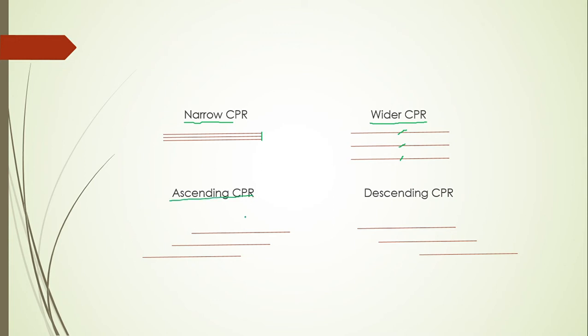The next one is ascending CPR, where the current period CPR will be higher than the previous period CPR. Similarly, in descending CPR, the current period CPR will be lower than the previous period CPR.